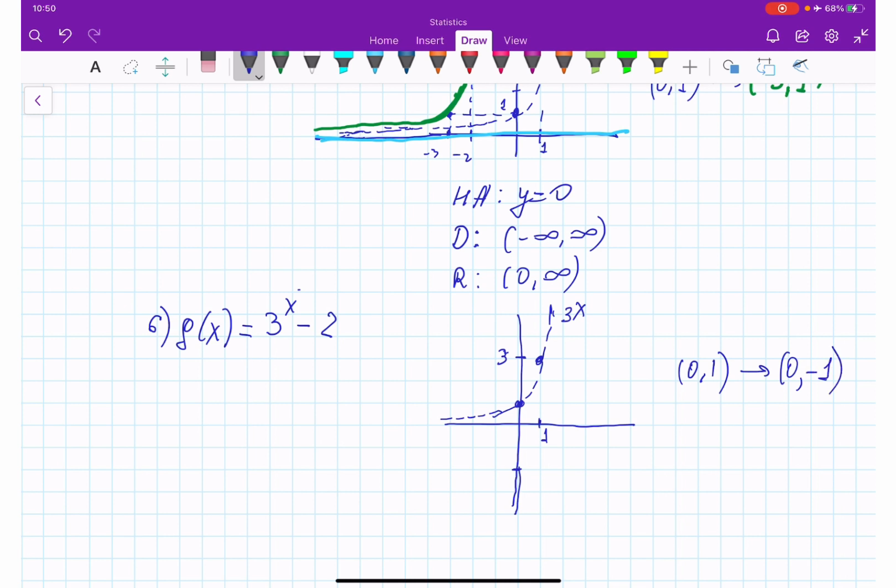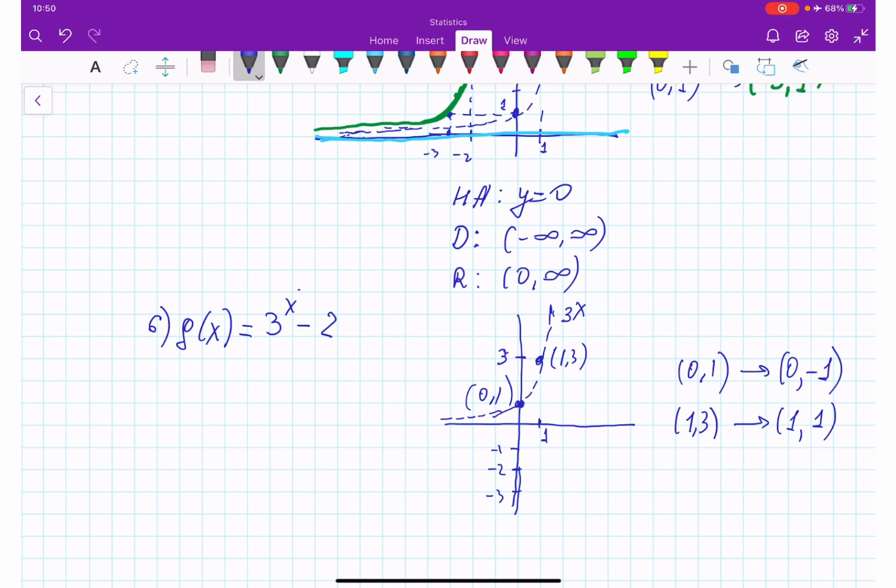This is negative 1, negative 2, negative 3. And the point of 1 and 3, this one, this is 1 and 3, this is 0, 1, right? These 2 points, and 1 and 3 will become 1 stays. 3 minus 2 is 1. Remember, when we have change of y, it's changing straight forward. If it's minus, we go towards negative. If it's plus, we go towards positive. Okay?